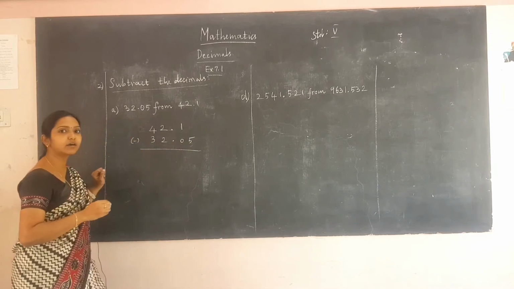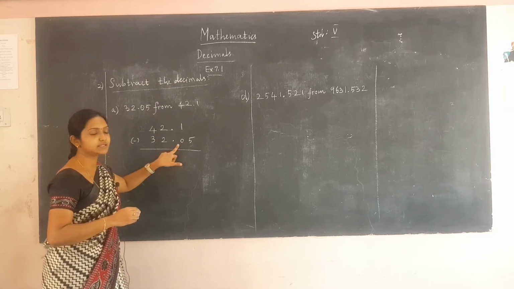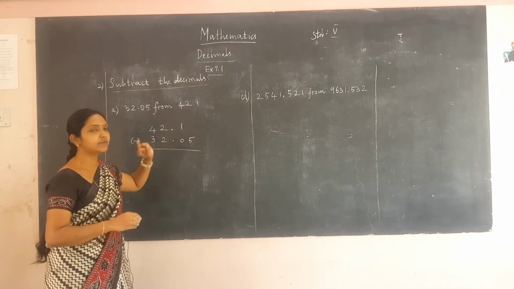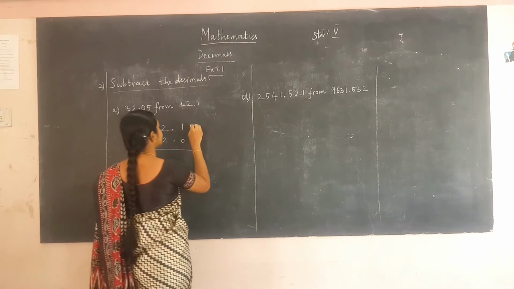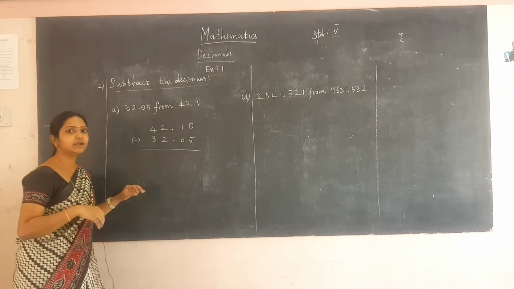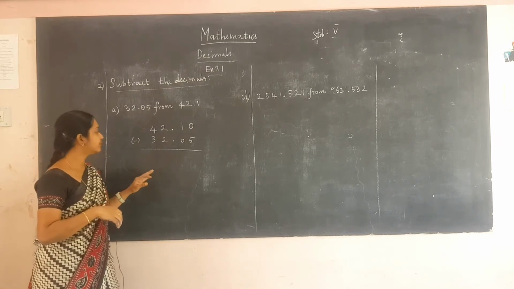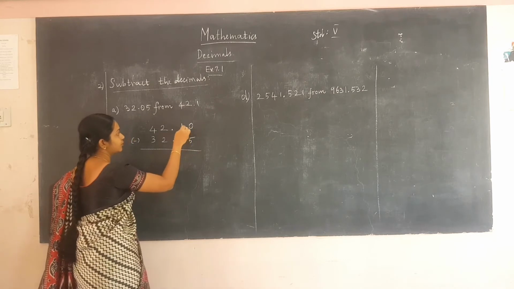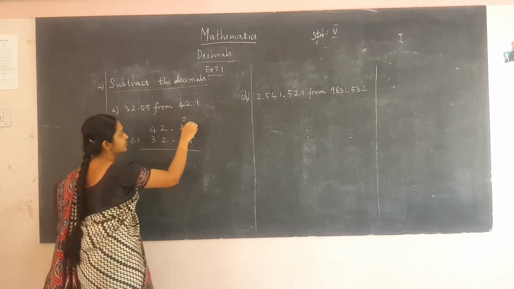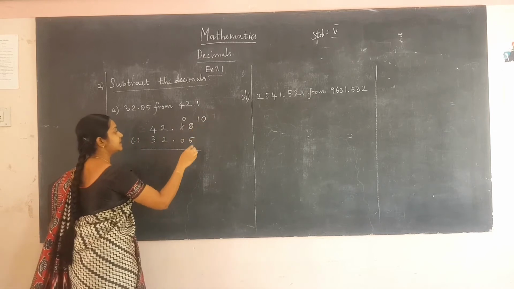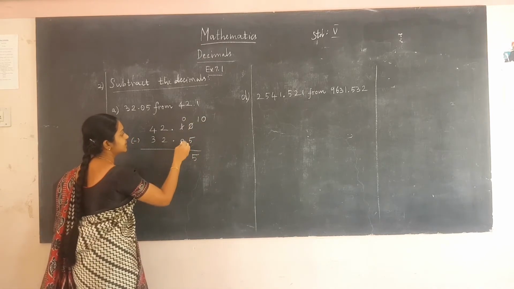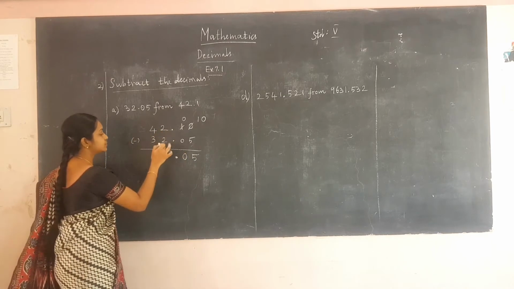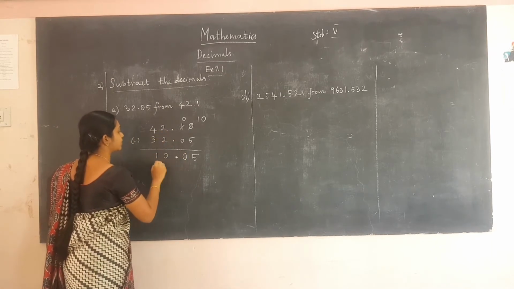Check whether they are like or unlike decimals. They are unlike decimals. Here after the decimal point we have 2 places and here after the decimal point we have 1 place. So we have to put a 0 here. And we have converted them into like decimals. Now we can subtract. 0 is small, so we have to borrow. So 1 will be changed as 0 and 0 will be changed as 10. 10 minus 5 is 5. 0 minus 0 is 0. Here the decimal point. 2 minus 2 is 0. 4 minus 3 is 1.